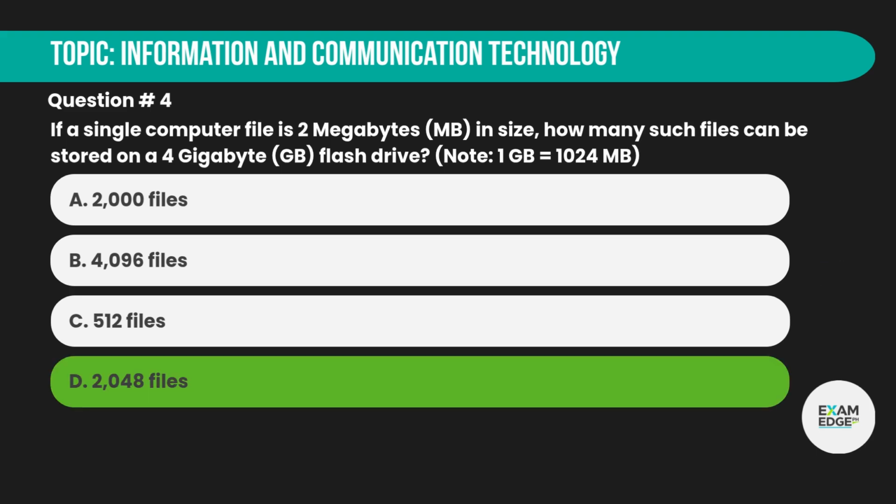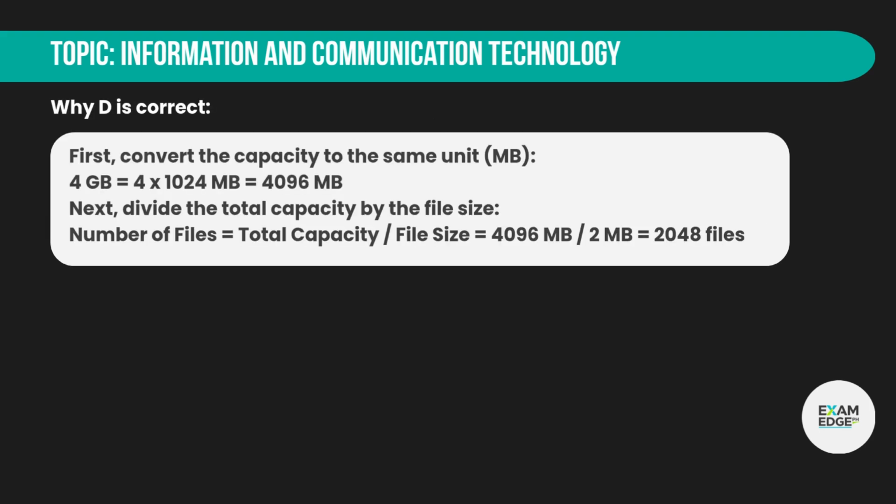Correct answer: D. 2048 files. Why D is correct? First, convert the capacity to the same unit, MB. 4 gigabytes equals 4 times 1024 megabytes equals 4096 megabytes. Next, divide the total capacity by the file size. Number of files equals total capacity over file size equals 4096 megabytes over 2 megabytes equals 2048 files.